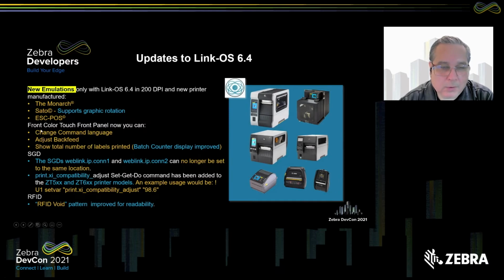Also, the other updates or features that we improved are coming through the touch front panel. Now you can change the language through the front panel, adjust backfeed through the front panel, and also adjust the batch counter display, so you can set up and see the number of labels printed through the touch front panel. Other updates that we did are related to the SGD. So we implemented two new SGD commands. One is to set up the compatibility mode for CT5 and CT6.